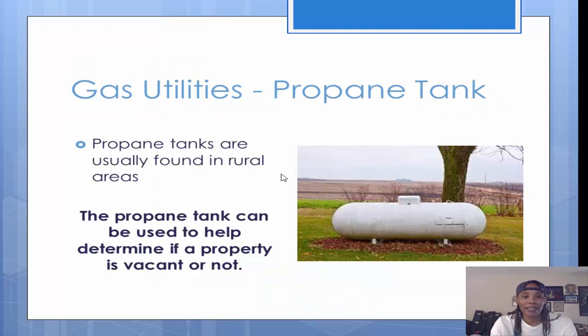Now, propane tanks. Usually you'll find propane tanks in a lot of the rural areas. I used to do a lot of work in rural areas, so I ran across a ton of propane tanks. So anytime that you come across a vacant property, a first time vacant or a known vacant, you want to make sure that you're checking either the gas meter, if it's equipped with gas, or a propane tank if it has that, because the propane tank can actually help us determine if a property is actually vacant or not.